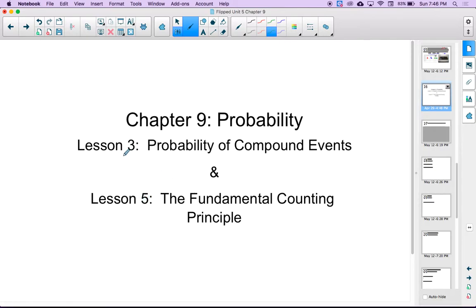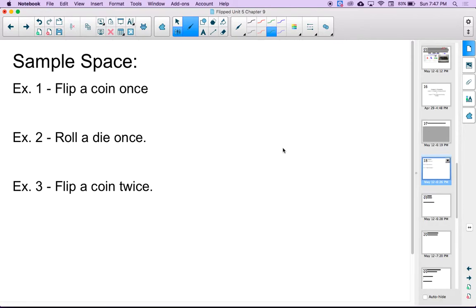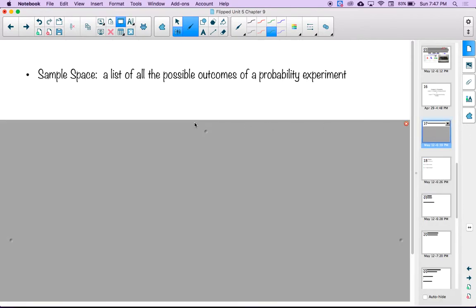Okay, Lesson 3 is about the probability of compound events. Lesson 5 is about something called the fundamental counting principle. So let's get started with some vocab. All right, first word is sample space. A sample space is a list of all the possible outcomes of a probability experiment.